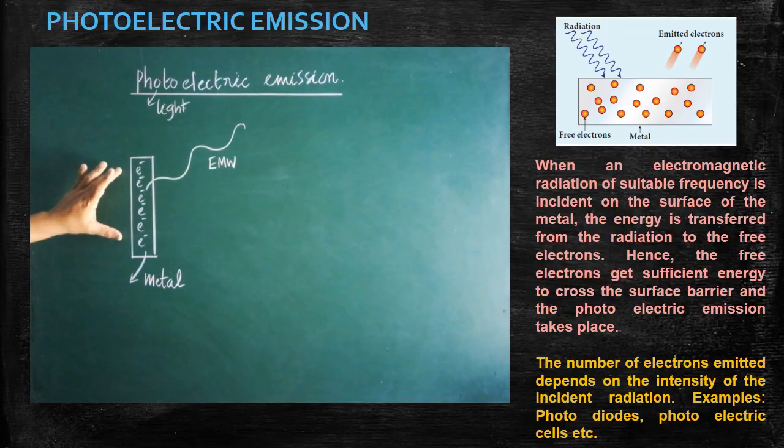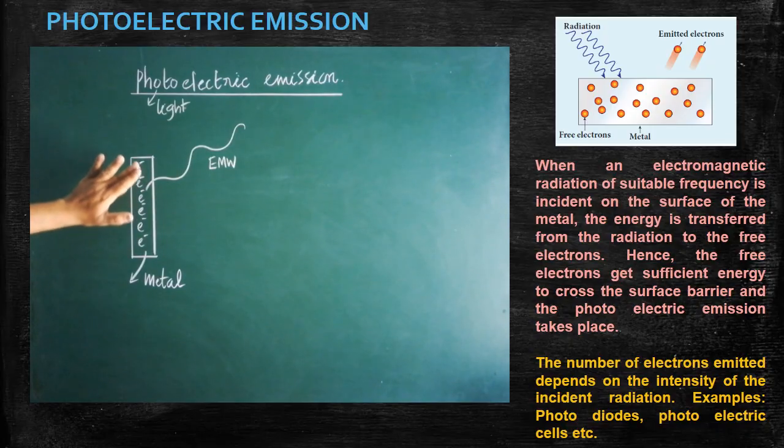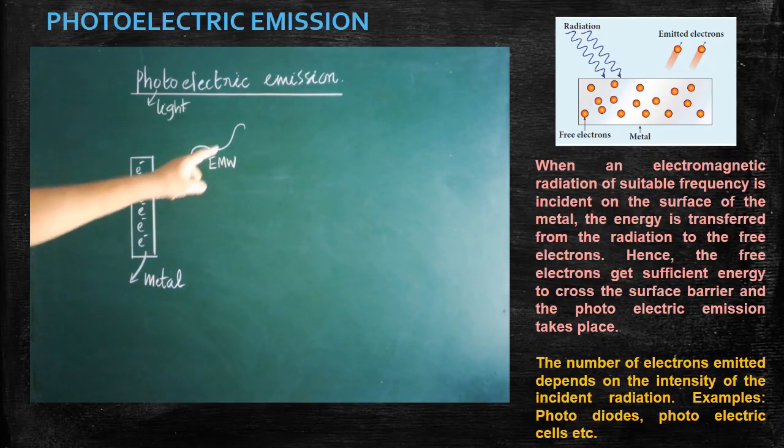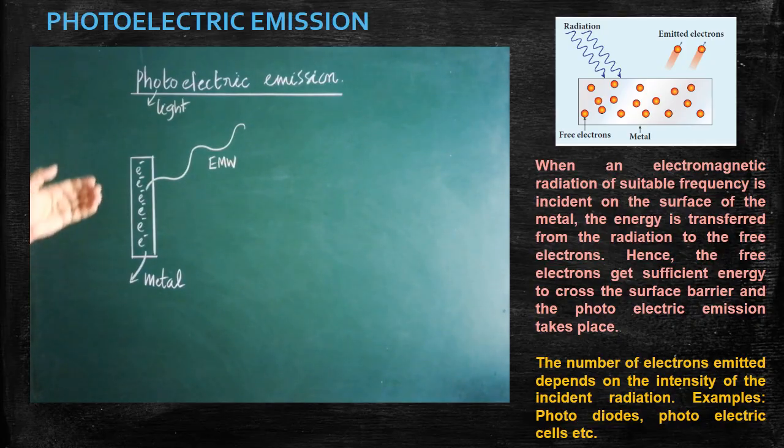So here we have taken a metallic surface. Within the metallic surface, plenty of free electrons are there. Some of the electrons are very close to the surface also. Here this metal must be a photosensitive metal. Are you clear? The best examples of photosensitive metals are cesium, sodium, potassium, and calcium. These kinds of metals are all called photosensitive metals.